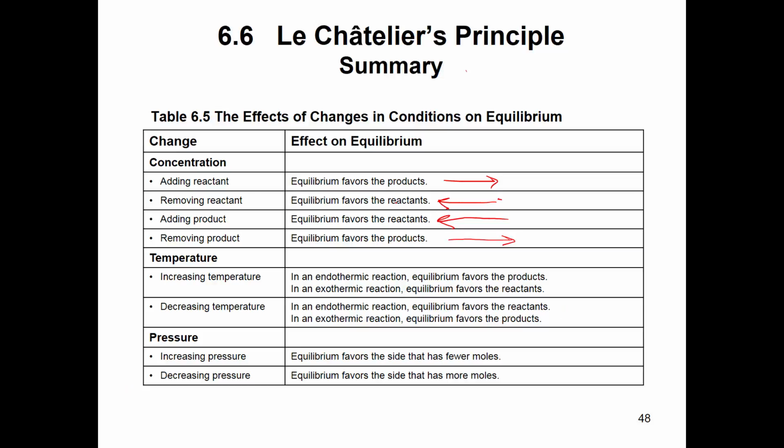Increasing the temperature in an endothermic reaction is going to push it towards the products. In an exothermic reaction, increasing temperature is going to favor reactants. And then, of course, decreasing temperature is the opposite, so just learn one of them.